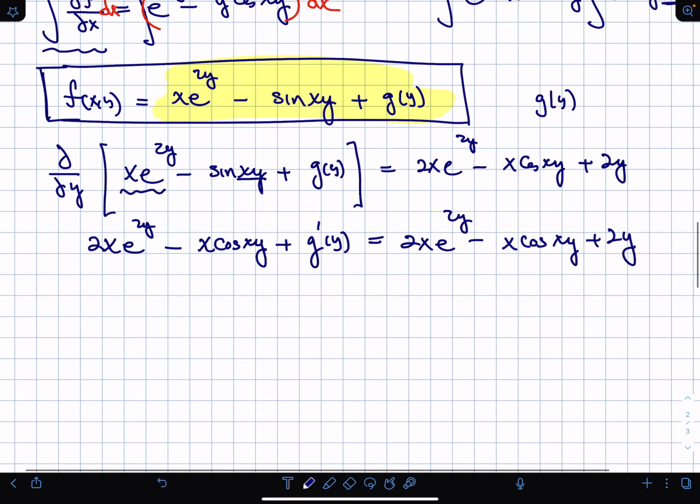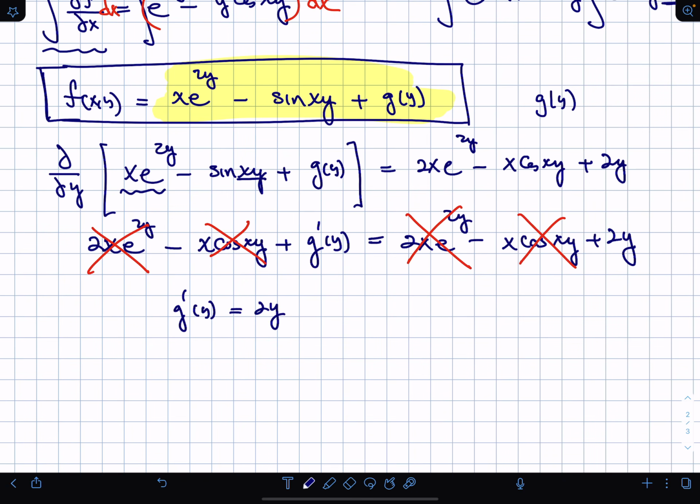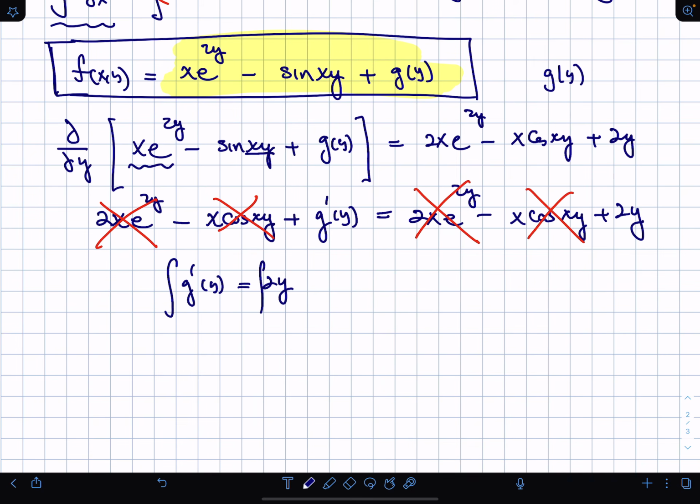Now you notice, with a smile, that you've got terms that are crossing out, and it should always work that way, because if it doesn't, then you've made some kind of a computational error, and ultimately you end up with g prime of y is equal to 2y. Now that's simple, you just integrate both sides with respect to y, so you get g of y is equal to 2y squared over 2, which is just y squared.